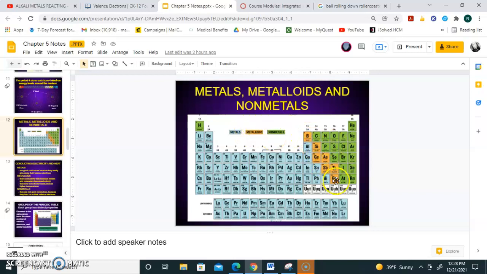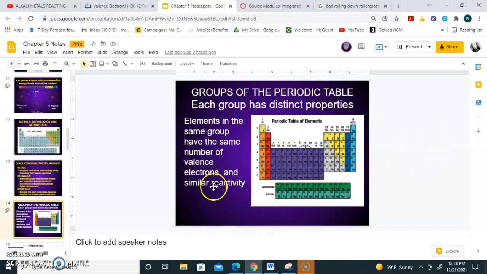Okay, and remember, metalloids are this orange staircase-shaped formation right here. Everything to the left of that is metals, in blue. Everything to the right of that is nonmetals, in green. So let's talk a little bit more about specific groups of the periodic table.